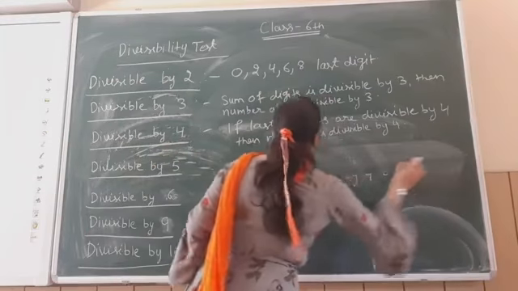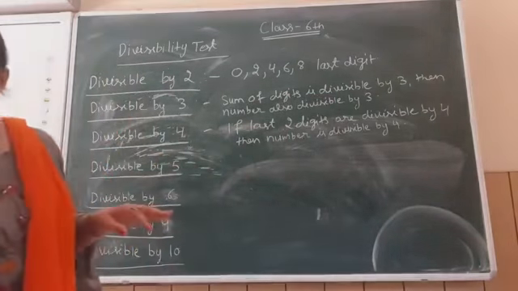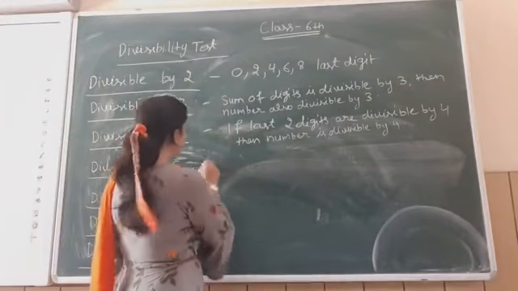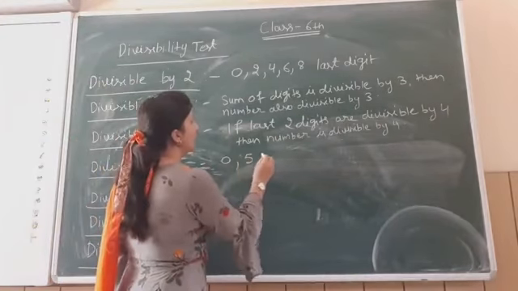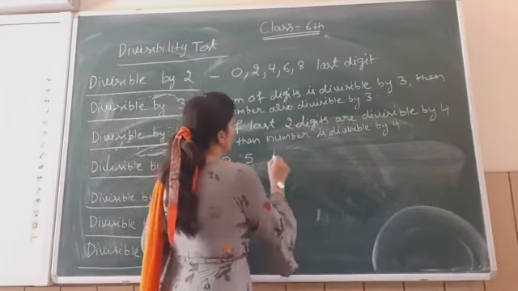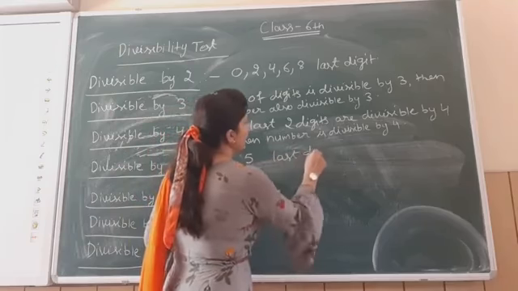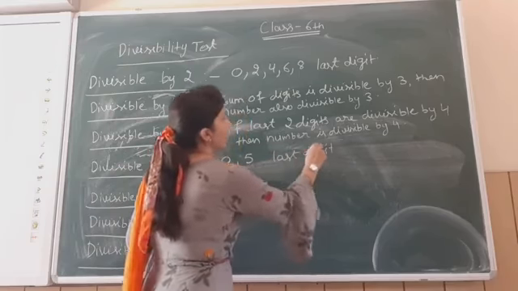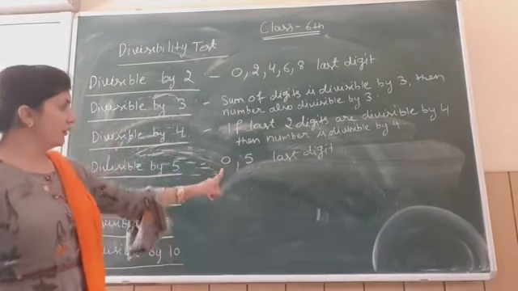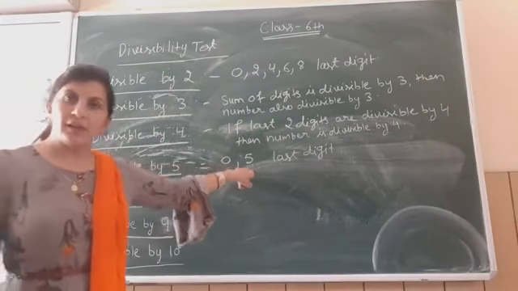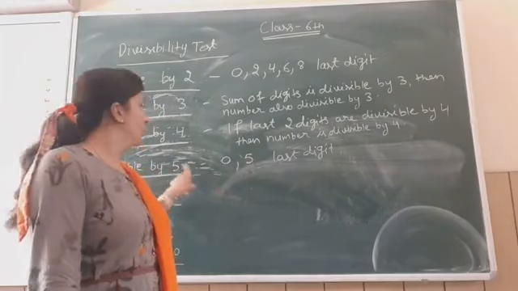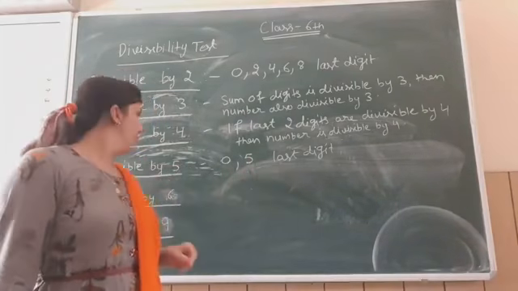Next is divisibility by 5. If there is 0 or 5 in the last digit, then we say that yes, the number is divisible by 5.